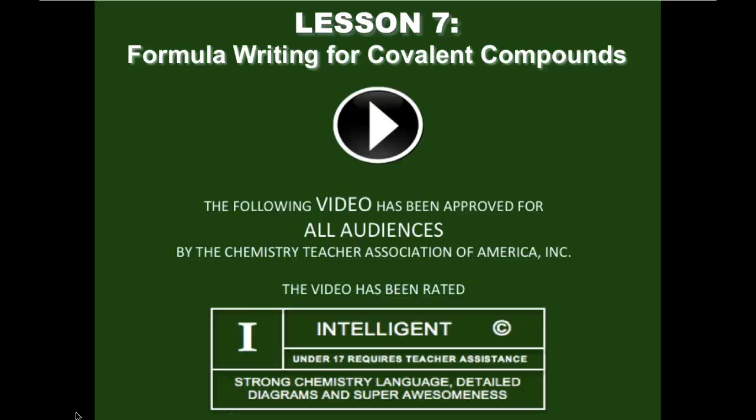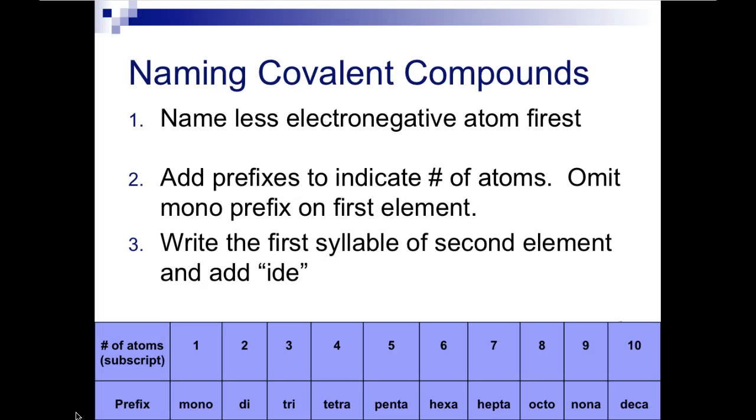Got it. All right, guys, let's look at lesson 7, which is formula writing for covalent compounds. When you name a covalent compound, it's very easy. The less electronegative atom comes first. Then you're going to add prefixes to indicate the number of atoms, and you're going to omit mono if it's the prefix on the first element. You're going to write the symbol of the second element, and then write the first syllable of the second element, and then add IDE, just like you did for the ionic compounds.